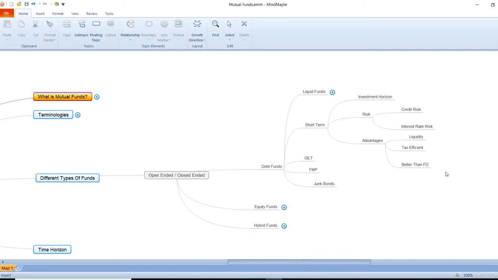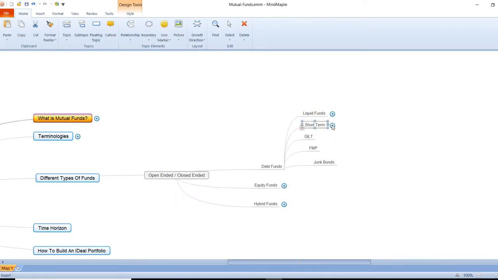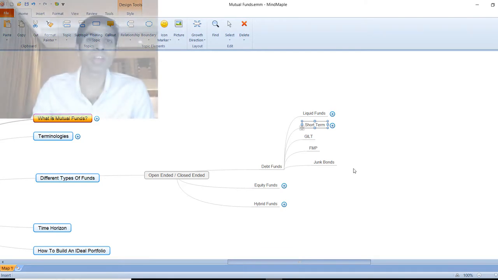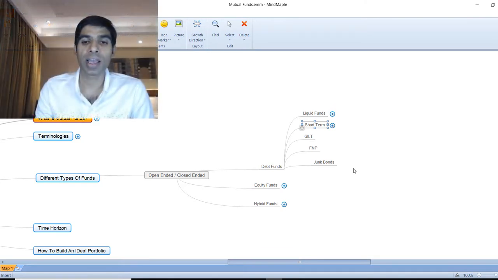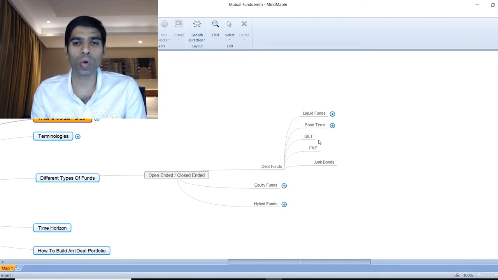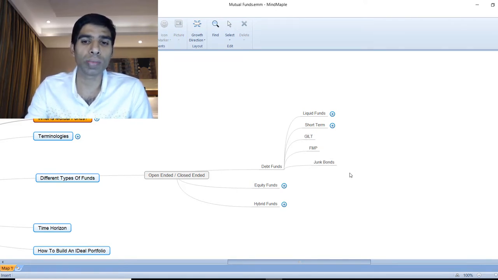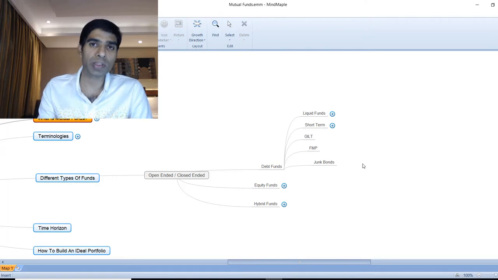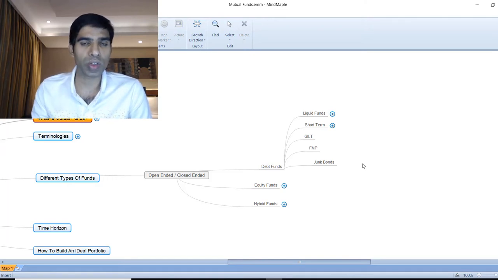Now, the other examples are Gilt, which is government issued long-term, FMP, which is fixed maturity plans, and then you have junk bonds. So I'll quickly go over them. We need not go over them in detail, because as far as investment is concerned, it's best to invest in a short-term fund if you're looking to invest in a fixed instrument kind of a thing, because of Gilt, FMP, junk bonds. Now let's discuss Gilt first.